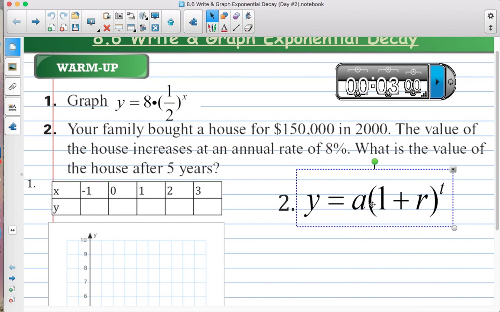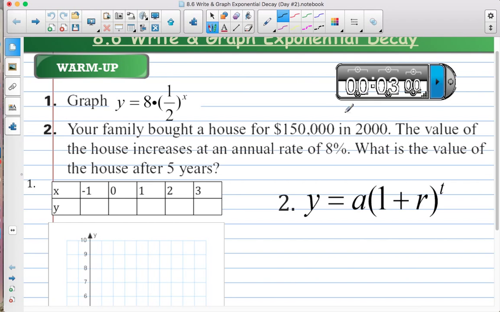In question 2, I want you to use this equation that we found over here on the right. It says your family bought a house for $150,000 in the year 2000, and we're going to call the year 2000 time t equals 0. And we want to know the value, so this right here is time t equals 0. The value of the house increases at an annual rate of 8%. As a decimal, you need to know that that is 0.08. What is the value of the house after 5 years? So you're going to use this equation right here in number 2.